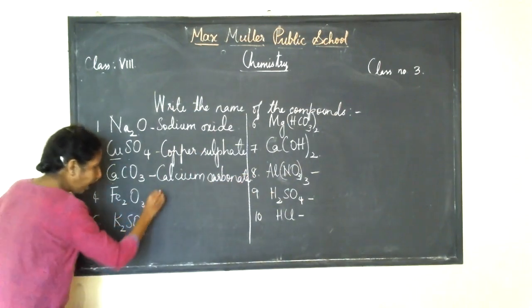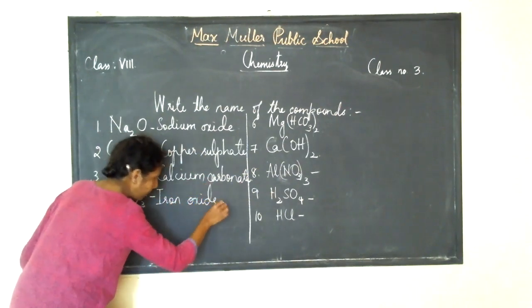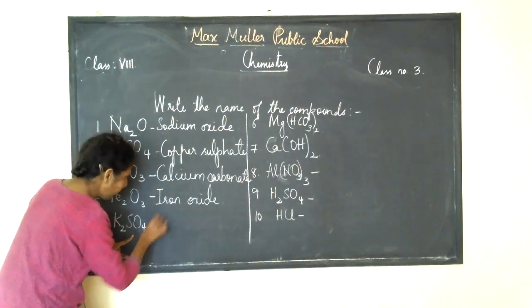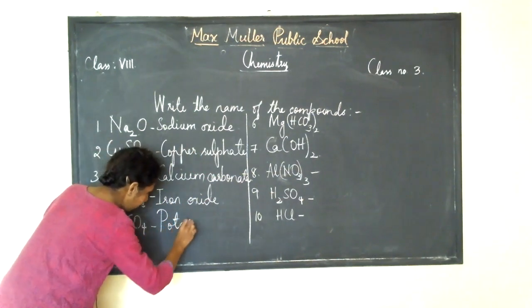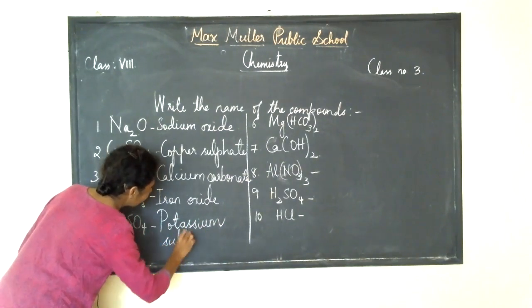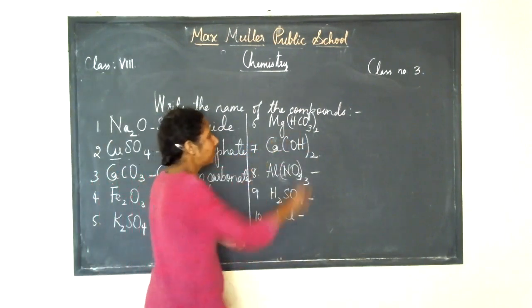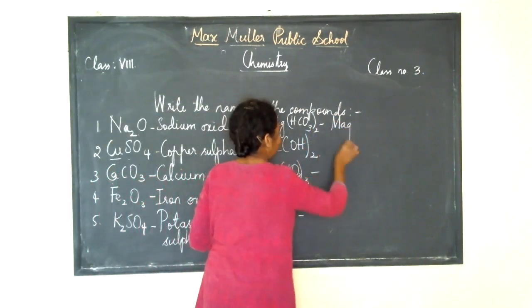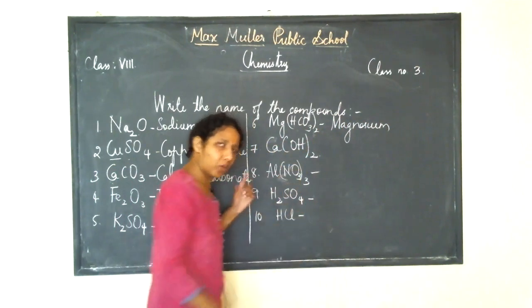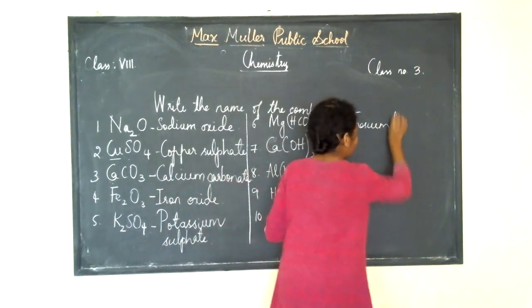Fe2O3, right? Iron oxide. K2SO4 potassium sulfate. Mg(HCO3)2, magnesium. HCO3, no, CO3 means carbonate. Hydrogen is included, so bicarbonate.